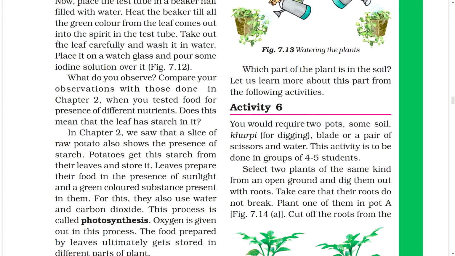Leaves prepare their food in the presence of sunlight and the green colored substance present in them. For this, they also use water and carbon dioxide. This process is called photosynthesis. Oxygen is given out in this process. The food prepared by leaves ultimately gets stored in different parts of the plant.